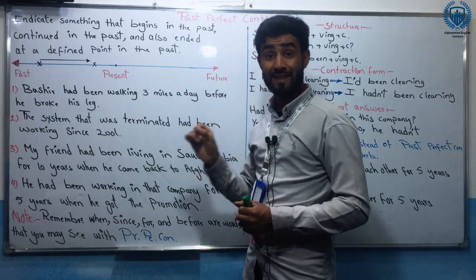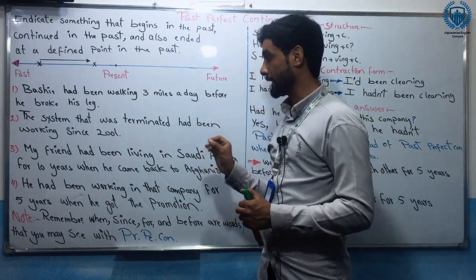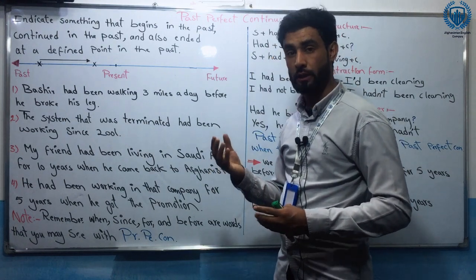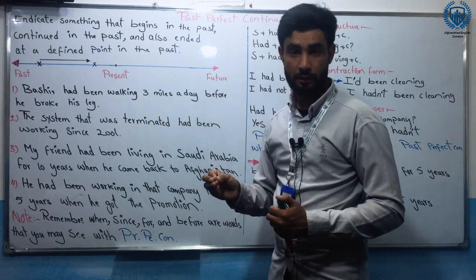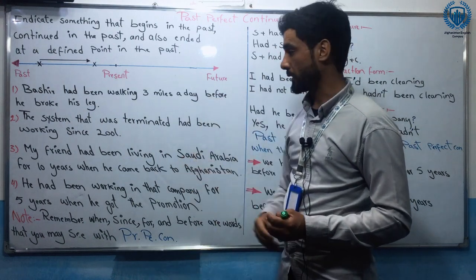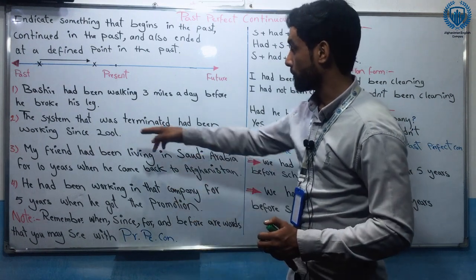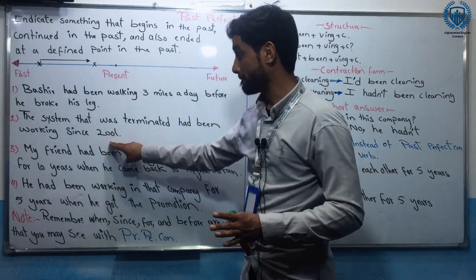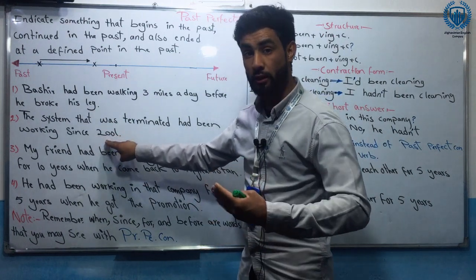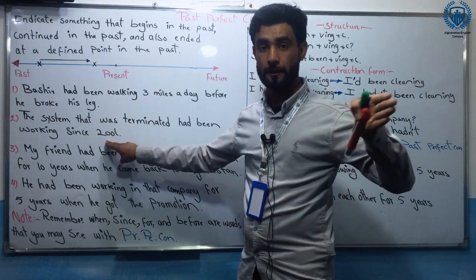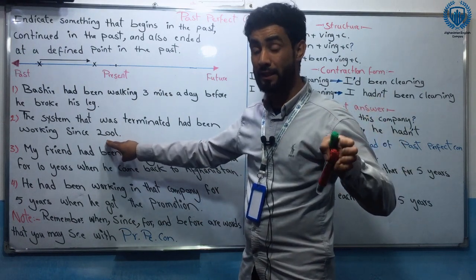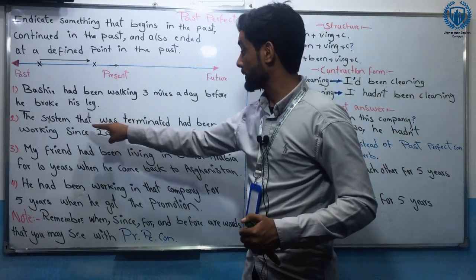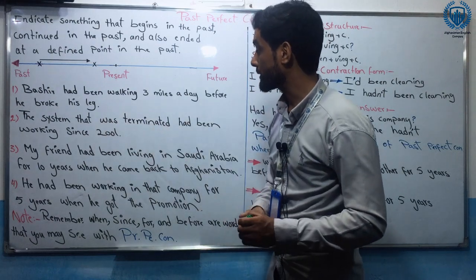Second sentence. The second sentence says, the system that was terminated had been working since 2001. There was a system which at a point in the past was terminated, was stopped, and people didn't use that system anymore. The system started in 2001 and it was working for some time. The action started in the past and continued for some time, and then it stopped in the past.